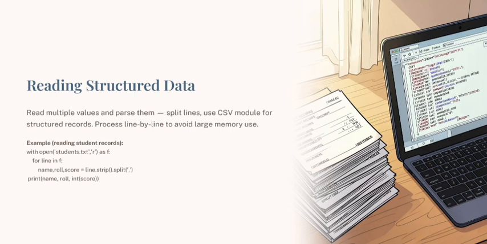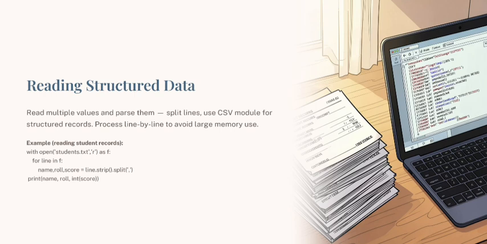So, reading data line by line. When working with a large file, it is better to process data line by line instead of loading the complete file into memory. So here you can see the example. Here the file is opened in read mode. The for loop reads one line at a time. Each line is processed separately. This approach is useful when files contain a large amount of data.